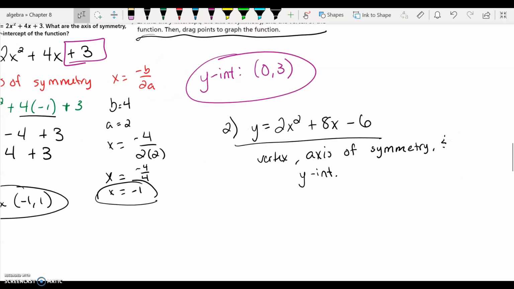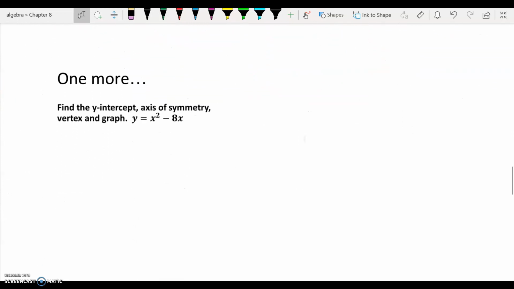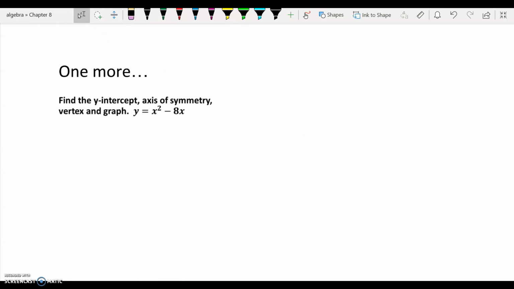I'm going to pause it right there, make you guys answer a question over those three things, and then I'll put the answers in there. But moving on, finding the y-intercept, the axis of symmetry, the vertex, and graph it.